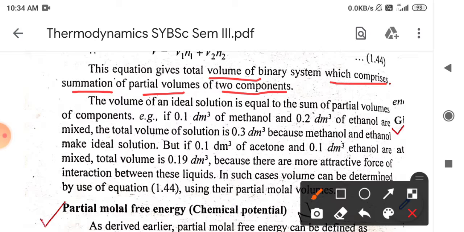Now consider the ideal solution, for example if we have 0.1 dm cube of methanol and 0.2 dm cube of ethanol. Okay, so if we have 0.1 dm cube of methanol and 0.2 dm cube of ethanol, and if we add these two liquids, what is expected? So we are expecting 0.3 dm cube of methanol and ethanol mixture. Okay, so experimentally also we are getting this 0.3 dm cube only.